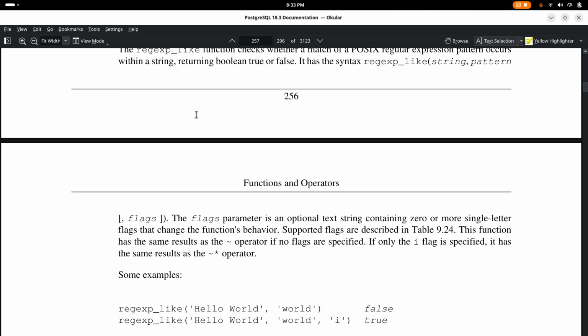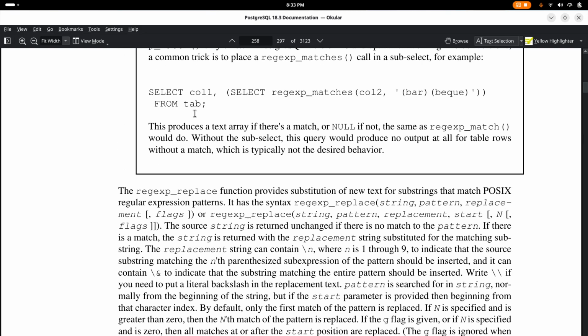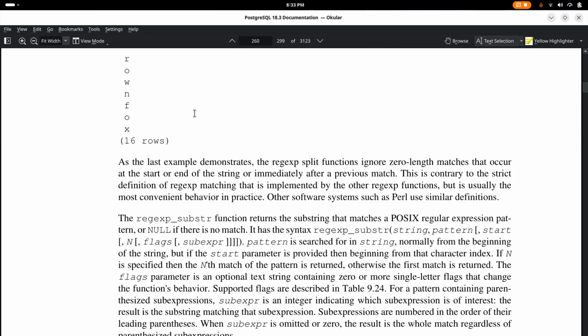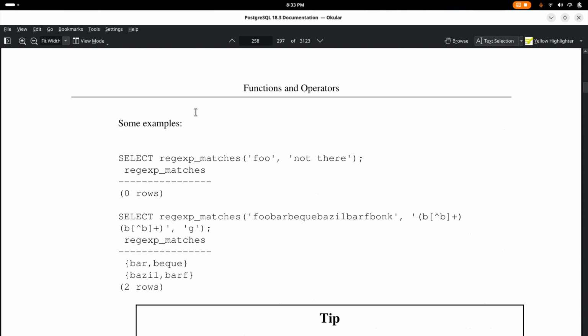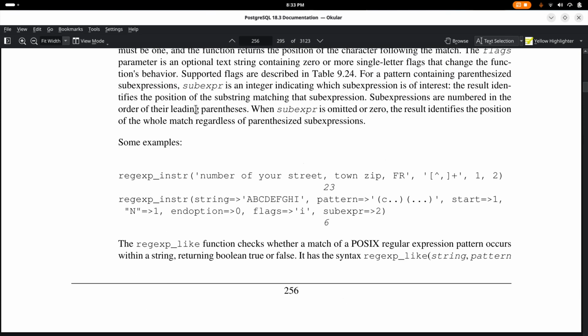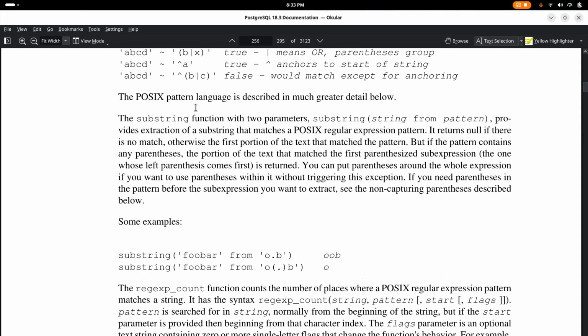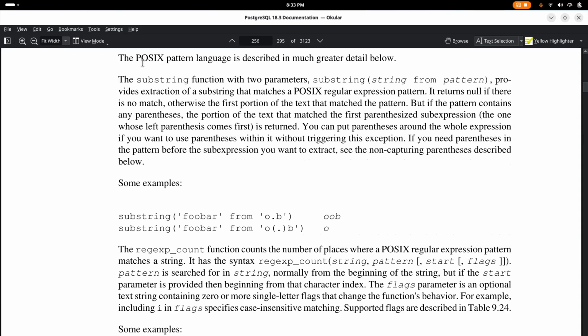Let's see how much we have. Quite a bit. So we can't cover that much, so we will stop here. And in the next video, we'll start from the description of the POSIX pattern language, or regex language. So we stop here, and I hope that you have found this video useful and informative.